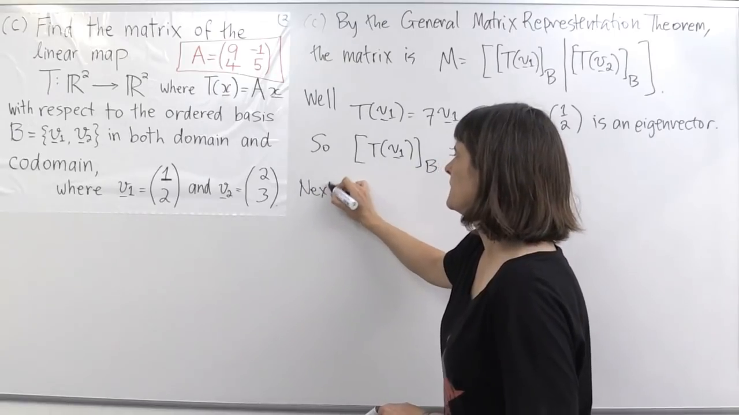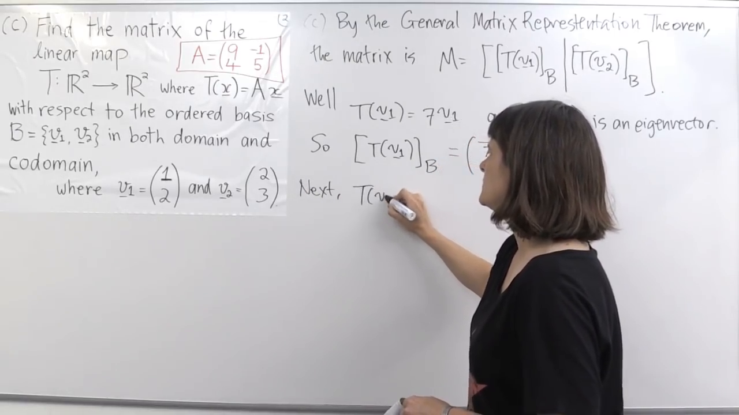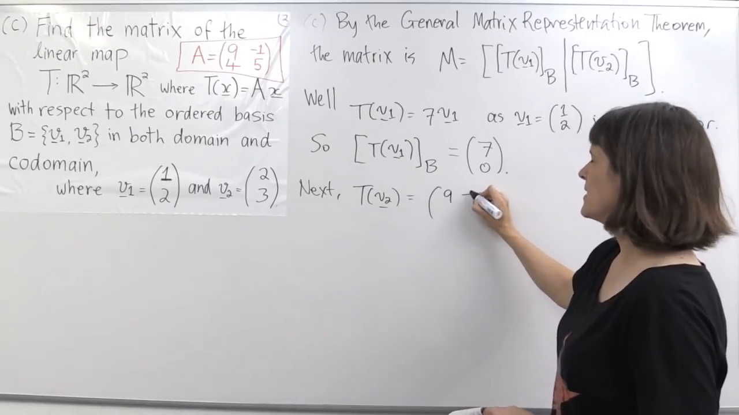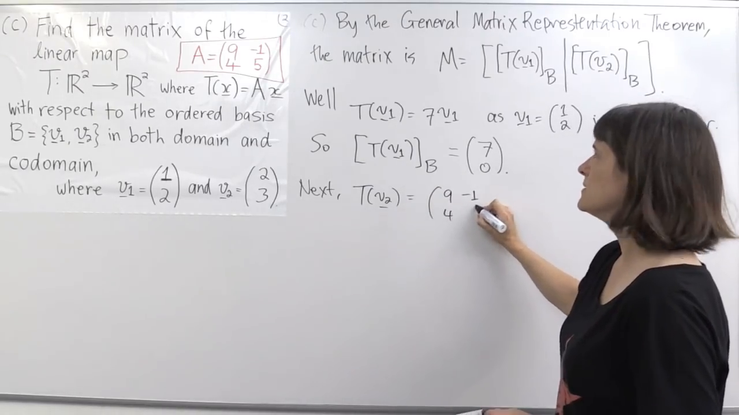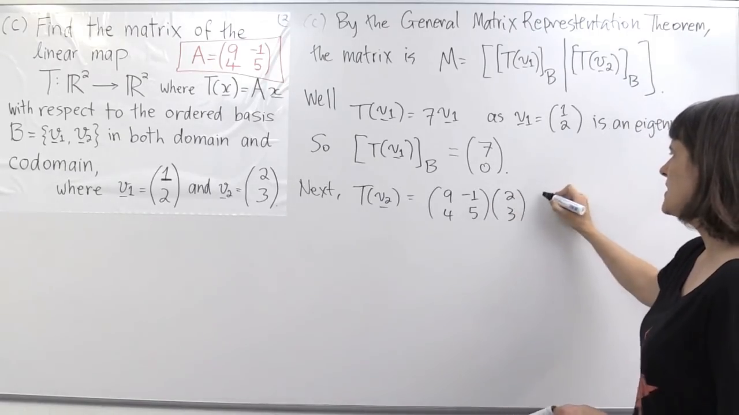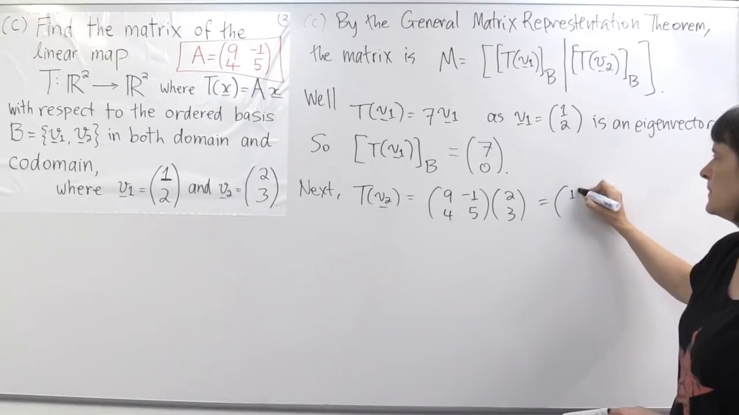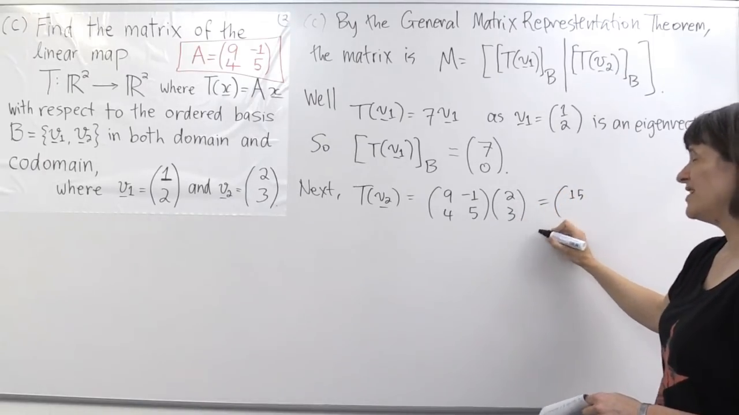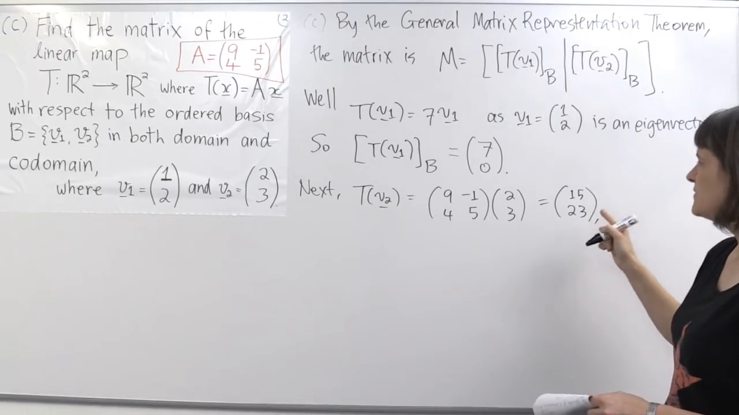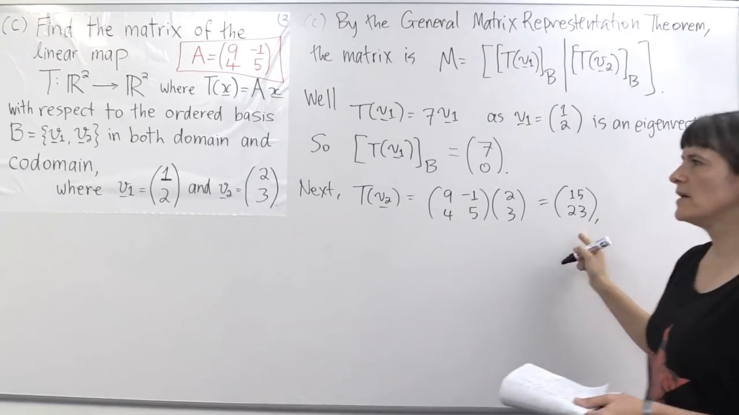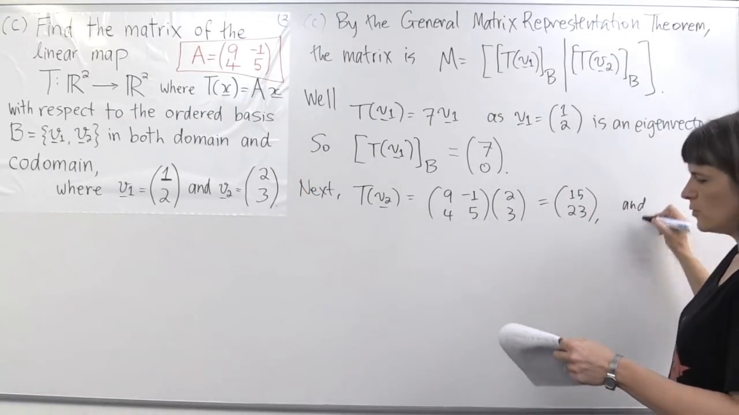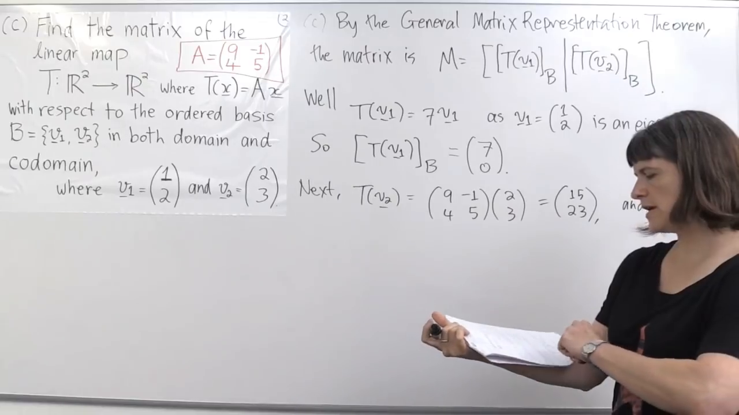for V2, T of V2, you just calculate it. So you're multiplying it by A. So here's A, and V2 is (2, 3). 18 minus 3 is 15. 8 plus 15 is 23. So we get this vector, and now we need to find the coordinate vector of this vector with respect to the basis V1, V2. So we need to form a little system of linear equations and solve it.